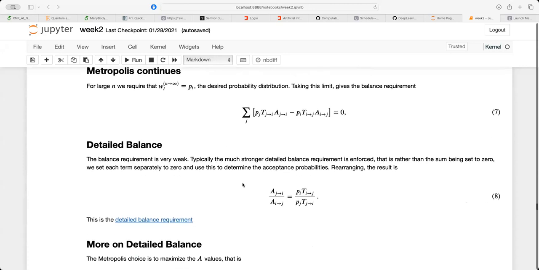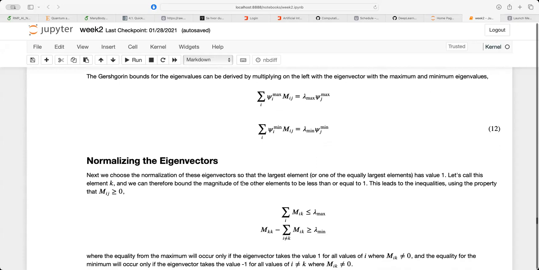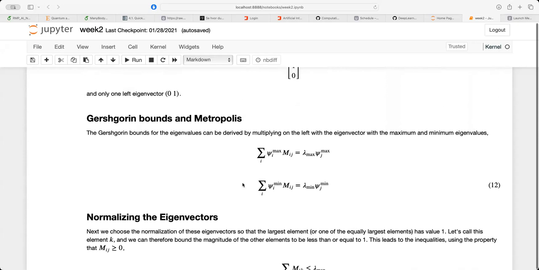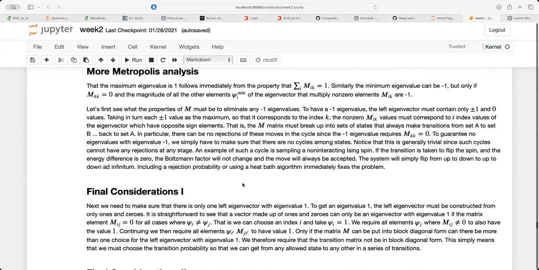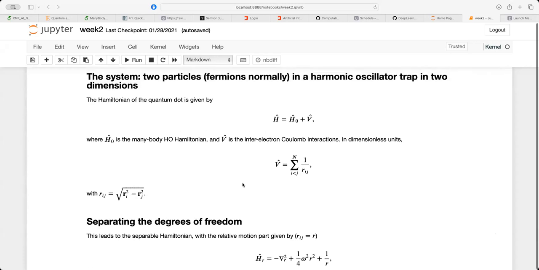And there is an example at the end here where there are some mathematical interpretations about the Metropolis algorithm and the Markov chain. You can look them up here if you want to. I'm not going to go through them, but I'm going to look at the system now, which is similar to what you have in the project.